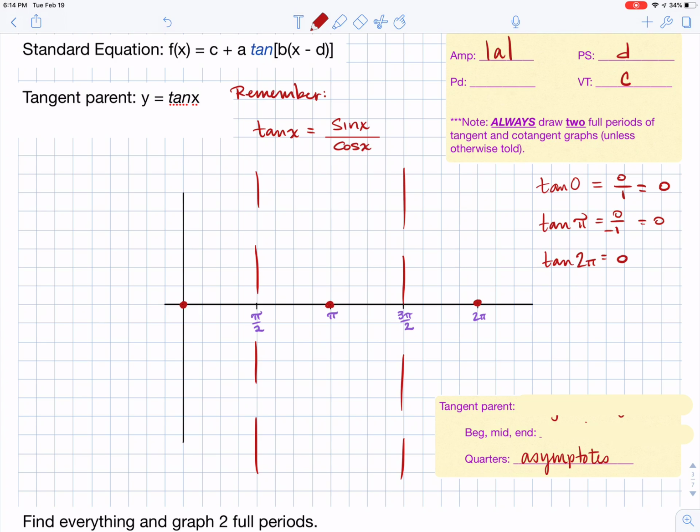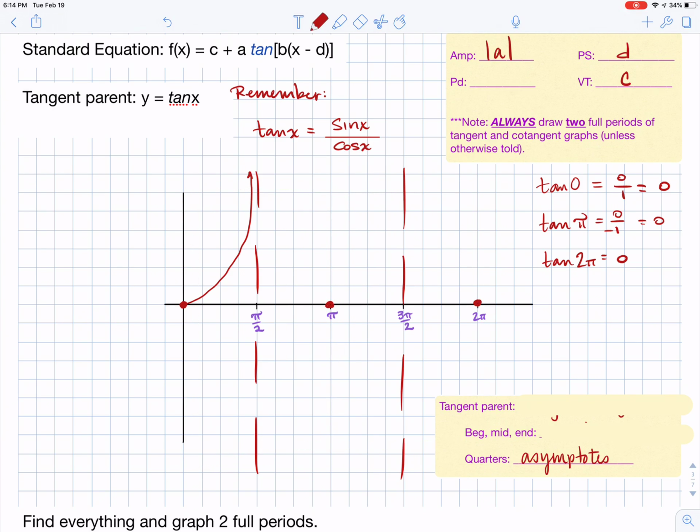Now, I'll just give you this next part. The tangent parent is always going to go uphill. So starting at the origin, let's go uphill and get closer and closer and closer to that asymptote that we have. Now, I want to remind you that I asked you to draw two full periods. So what we have here is between 0 and pi, this is going to be the first period that we draw, and the second period that we draw will be from pi to 2 pi.